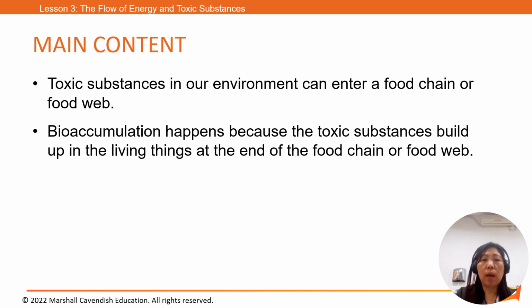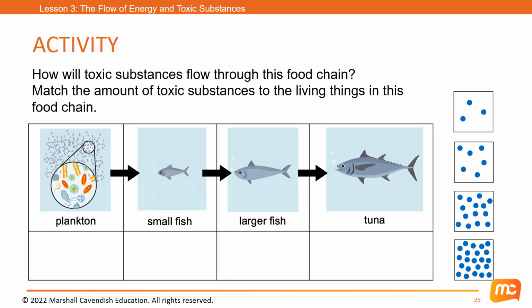That's why we have to pay attention to whatever we eat, to make sure that there is no bioaccumulation, because these toxic substances in our body cannot be broken down. So it is dangerous if we eat too many toxic substances. Okay, let's continue. Let's see this slide and please do this activity.